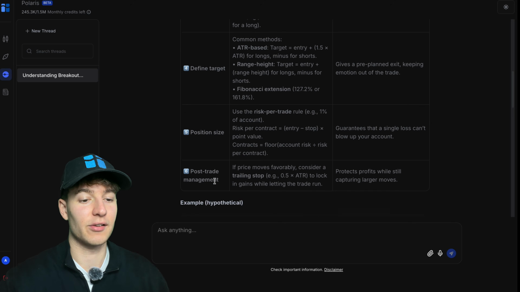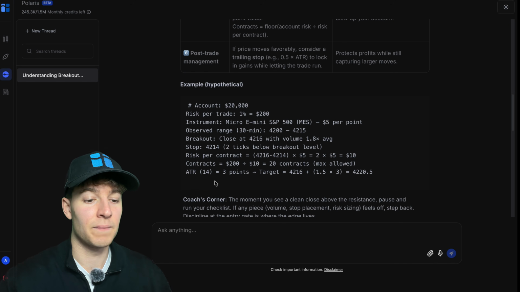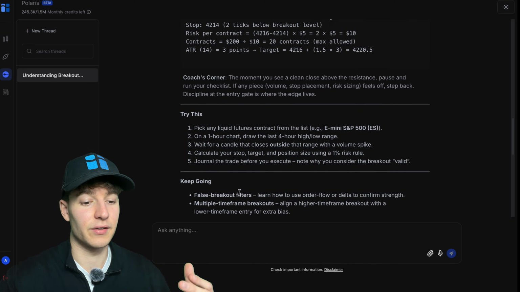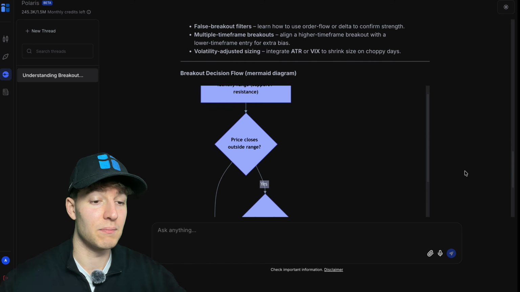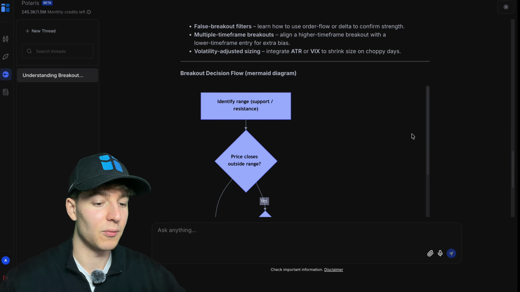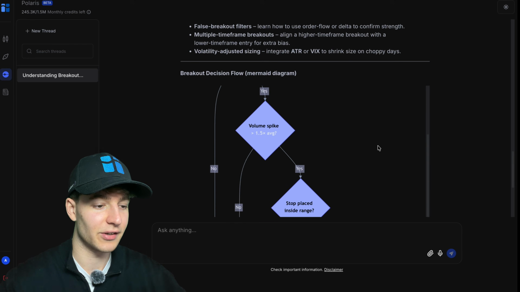Then below this, it's actually given us a hypothetical answer of how we could actually manage our position and how much money we'd make had we applied this strategy. Then below this, it's given us something to try, and then it's actually given us a full decision flow mermaid diagram of how we can start learning to trade this strategy.